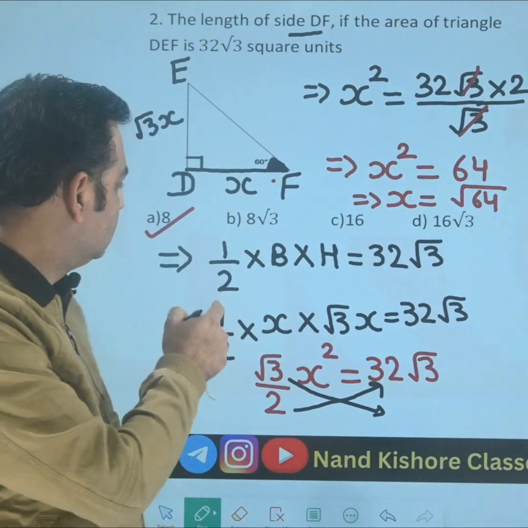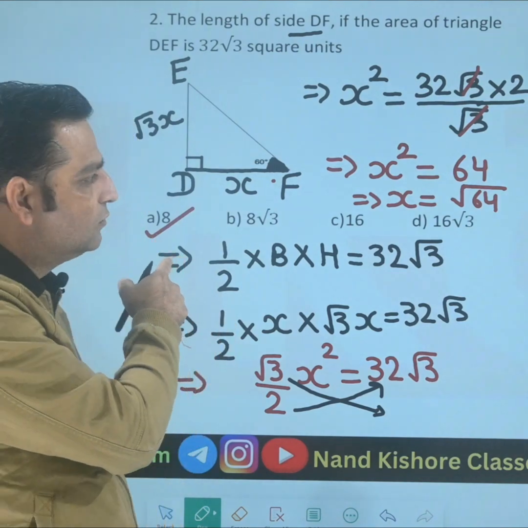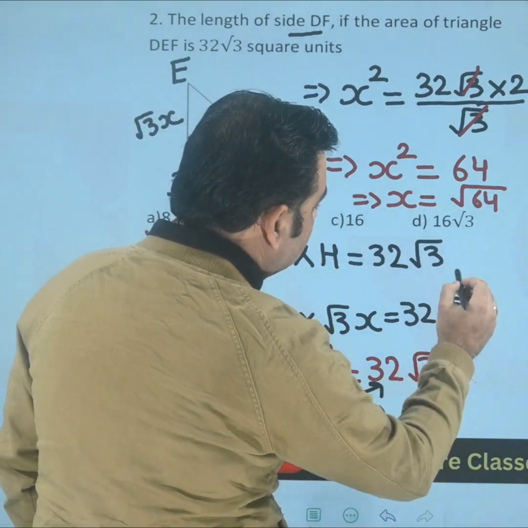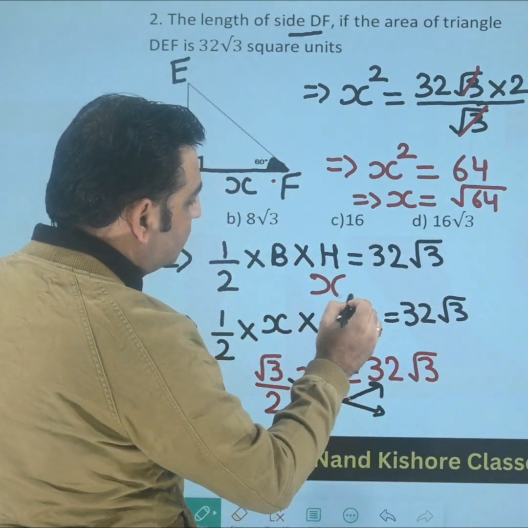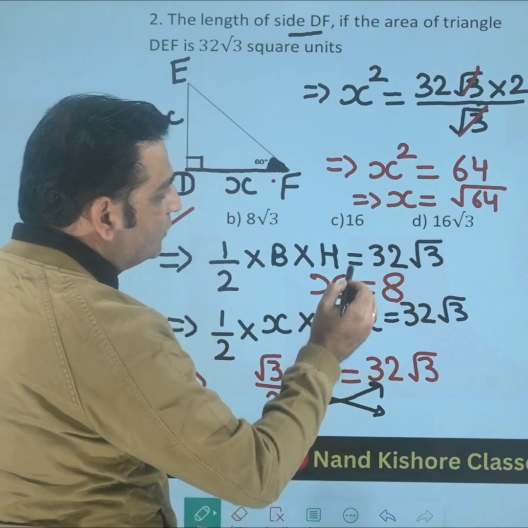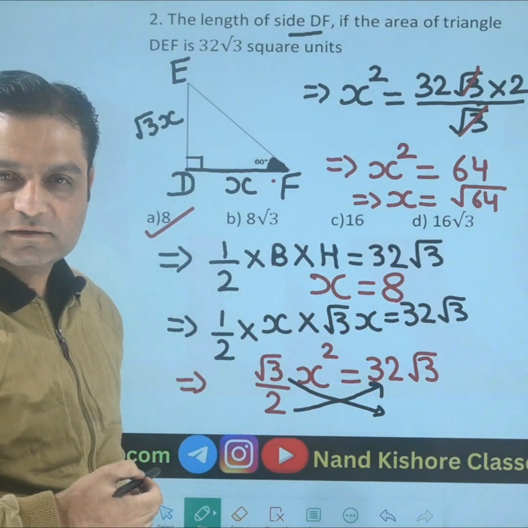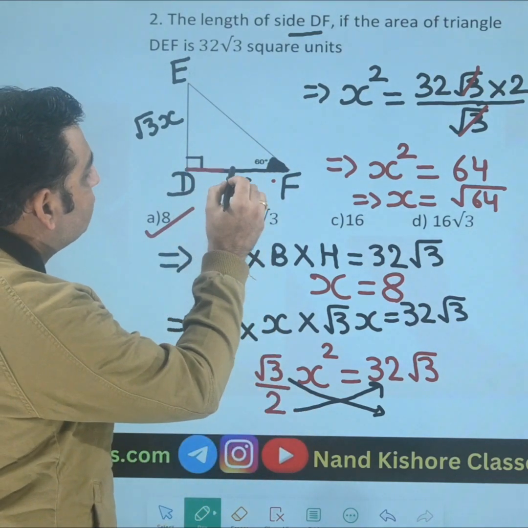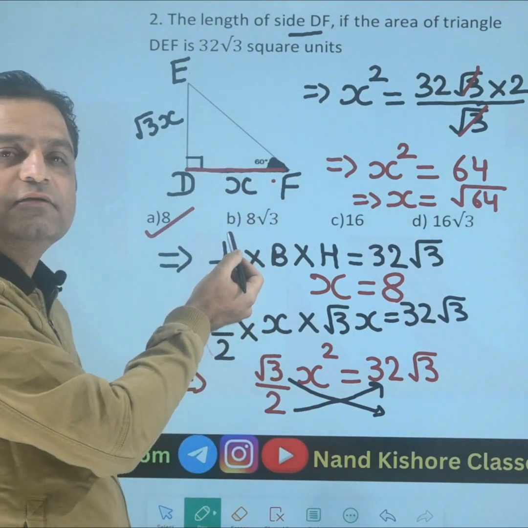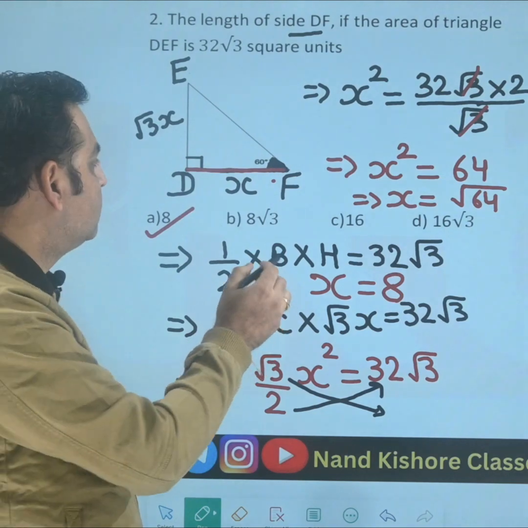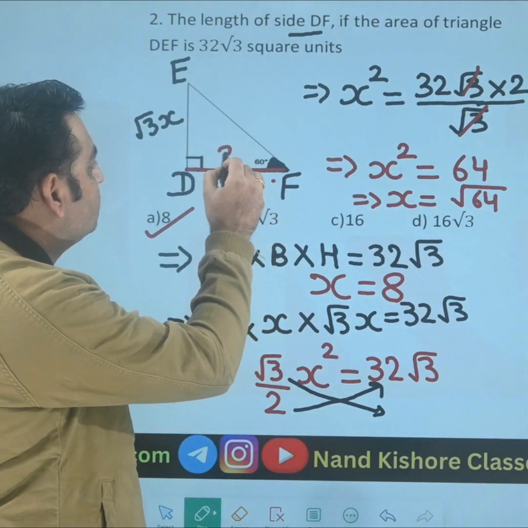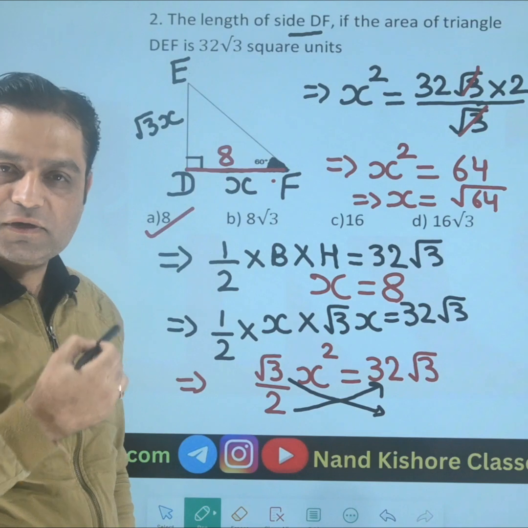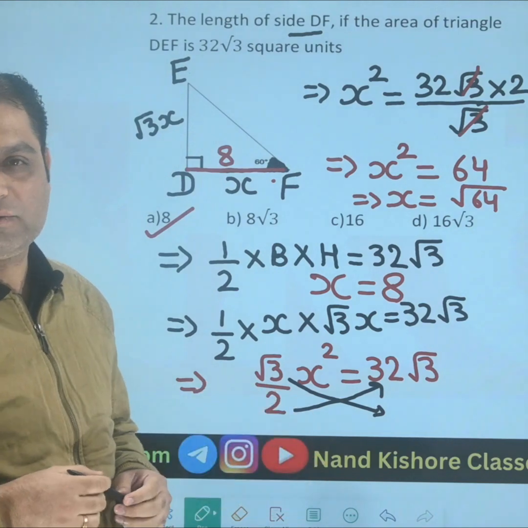A option is having value 8. So what I am getting? I am getting value of x as 8 only, because square root of 64 is 8. And x is DF only. See, DF which we were supposed to find, we have considered x only. That means this side is having length 8 units, which is our required answer.